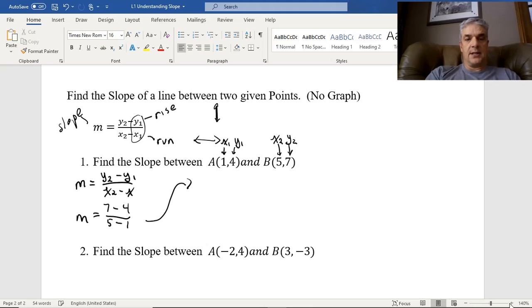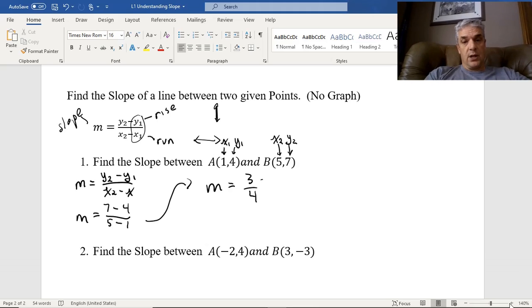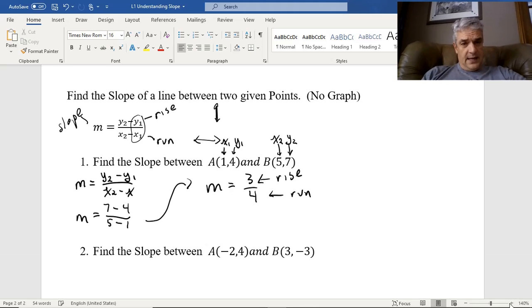I'll just write my answer here. m equals 7 take away 4 is 3. 5 take away 1 is 4, and so there's my slope. It's 3 over 4. And this essentially relates to my rise, and this essentially relates to my run of my line, or the line that would go between these 2 points. So it is the slope of the line that would pass through those 2 points.